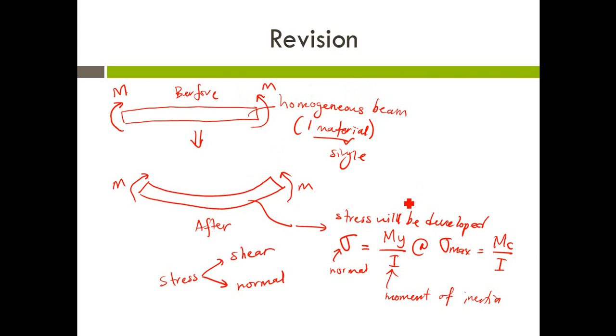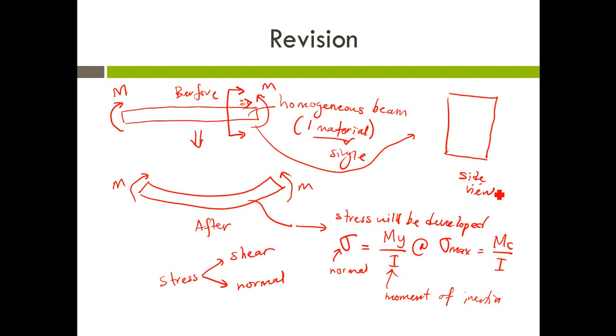Alright. So what is the y? If we look at the side view of the beam, let's say we do the sectioning of the beam and look from the side view. Let's say the beam has a rectangular cross section. That is the side view of the beam. And let's say this is the neutral axis.